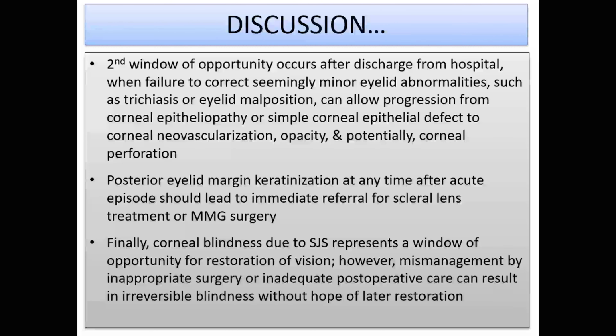Finally, corneal blindness due to SJS represents a window of opportunity for restoration of vision. However, mismanagement by inappropriate surgery or inadequate post-op care can result in irreversible blindness without hope for later restoration. Thank you.